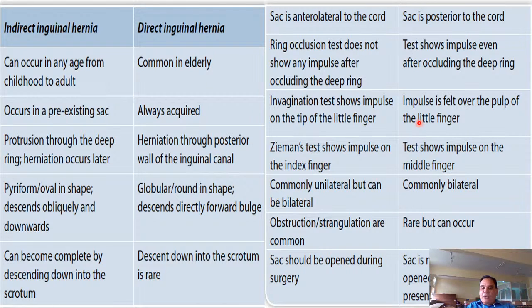Indirect is commonly unilateral, but can be bilateral. But because of the pathology itself, direct hernias are more likely to be bilateral. All the complications which we think of, obstruction and strangulation, are common in indirect hernia. They are very rare in direct hernia. And a major operative difference: the sac should be opened during surgery in indirect hernia, because there can be adhesions of the omentum to the sac. Similarly, in direct hernia, you are not required to open the sac unless there is obstruction. That means the sac is simply invaginated in case of direct hernia. Few people in conjoint hernia do not open. That is different. But ideally this is so.